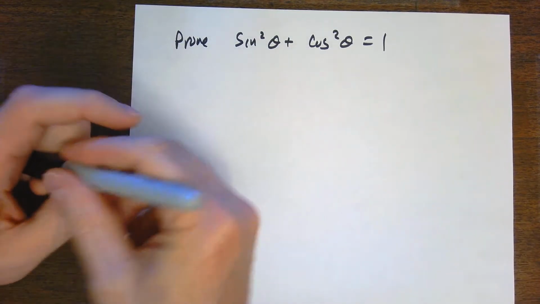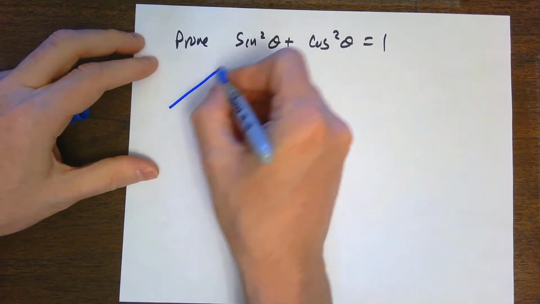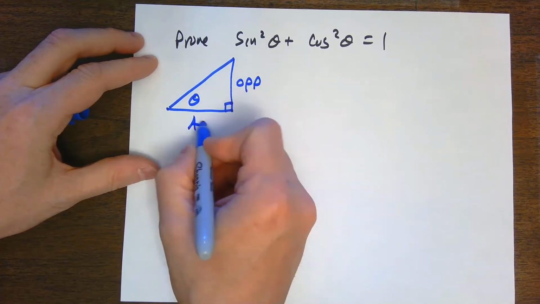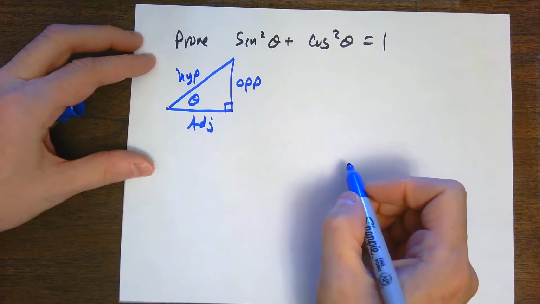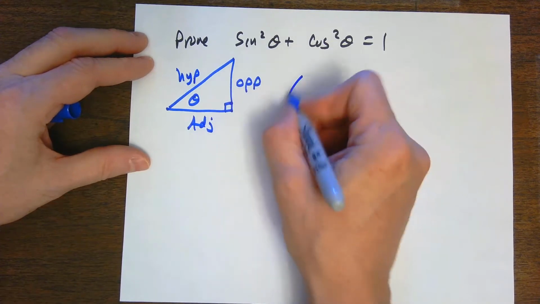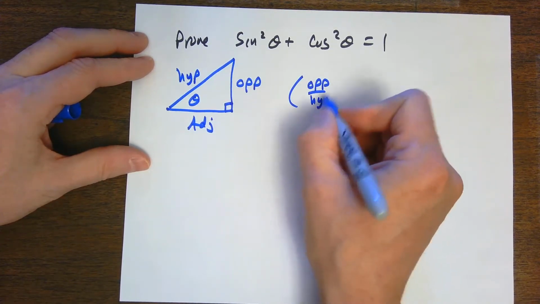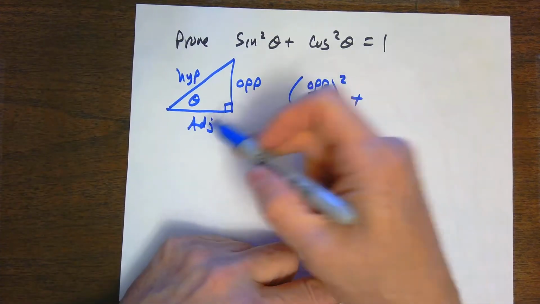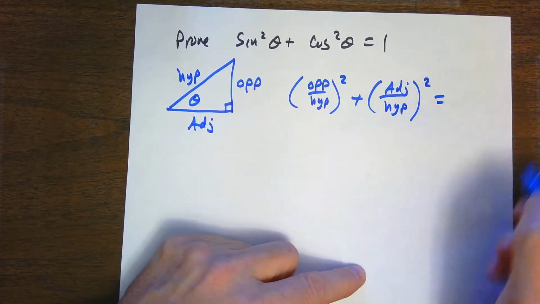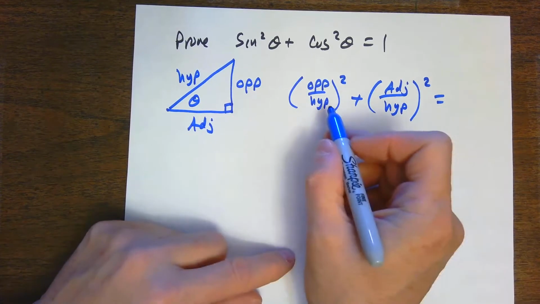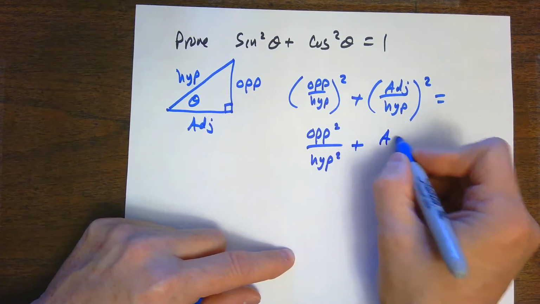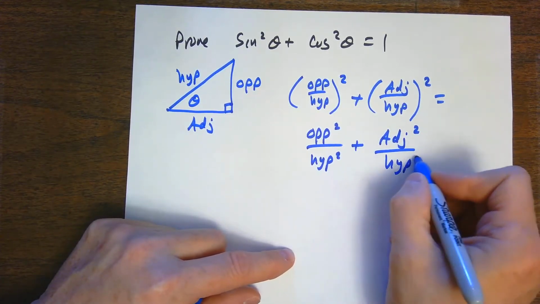All right. Well, if I think about what does sine squared of an angle mean? Well, if I have an angle, I have the opposite side, the adjacent side, and the hypotenuse. The sine is opposite over hypotenuse. So instead of sine squared, I'm going to put opposite over hypotenuse, squared. Plus, the cosine is adjacent over hypotenuse, adjacent over hypotenuse, squared. I'm trying to prove that that equals 1. All right, so I'm going to get opposite squared over hypotenuse squared plus adjacent squared over hypotenuse squared.